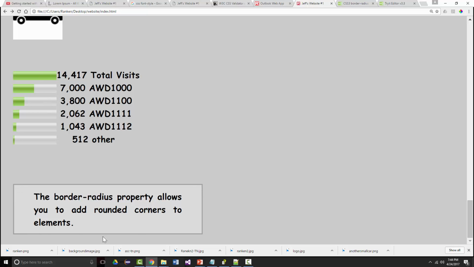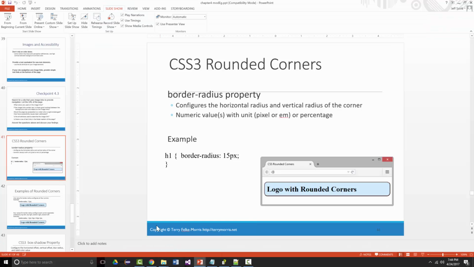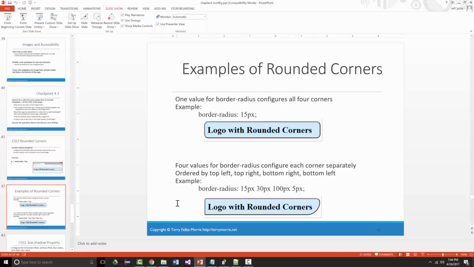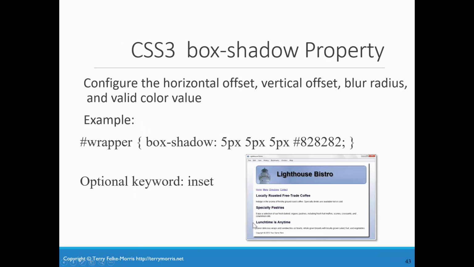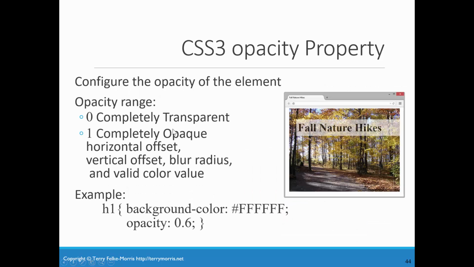Okay, so instead of having the squared look, it has a roundish look. A lot of people like to use the border radius on buttons if they're creating their own buttons. Notice that when you do this, you can have rounded corners, you can have partially rounded corners. Here's the box shadow property, just to make something look a little bit different. As it says, configure the horizontal offset, vertical offset, blur radius, and color value. We'll look at this in more depth later.